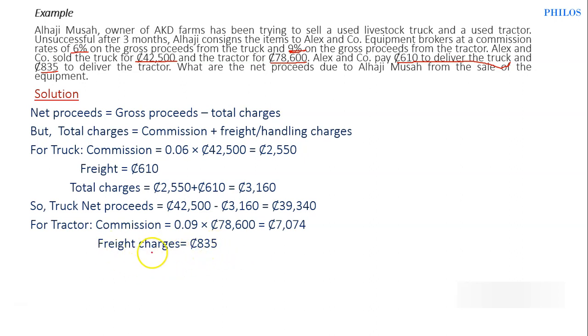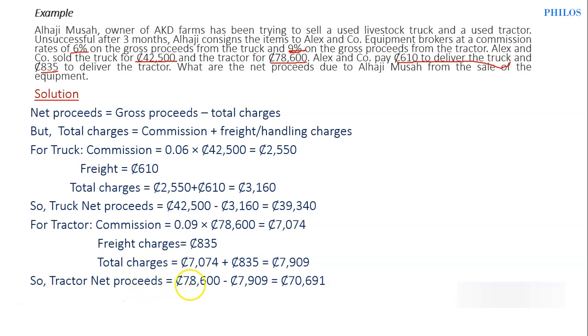So from here we can now find the total charges for the tractor also. So the total charges for the tractor should be the commission plus the freight charges. So when we add that together, we get 7,909 cedis. So from there we can now get the net proceeds for the tractor. So the net proceeds for the tractor will be the amount you sold the tractor, which is 78,600, minus the total charges for the tractor, which is 7,909. So when you subtract, you get 70,691 cedis. Okay, so this is the net proceeds for the tractor also.